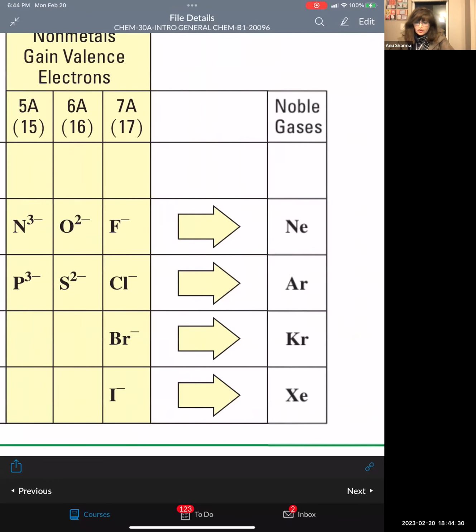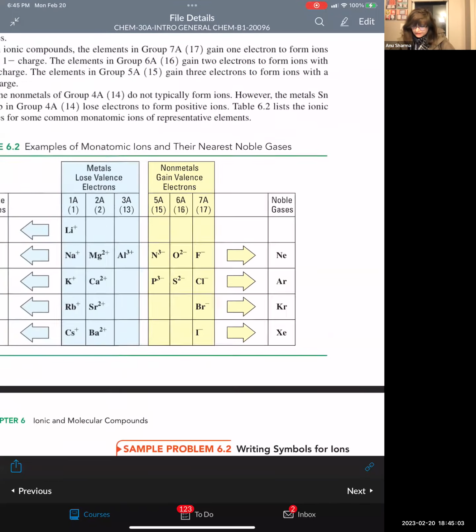But on the other hand, the non-metals gain electrons, then they look like the noble gas which is in the same period. So nitrogen, oxygen, fluorine are in the same period as neon. They are very close to neon in the periodic table, so they acquire 3, 2, and 1 electron so that they can look like neon respectively. Phosphorus, sulfur, and chlorine, similarly, also acquire the number of electrons so they can look like the noble gas near them in the same period. Okay, so that's one thing with the non-metals and the metals.